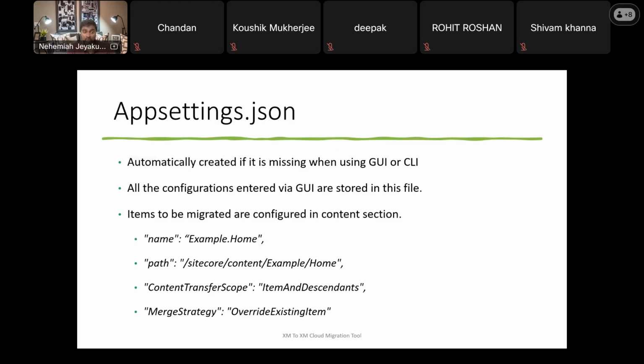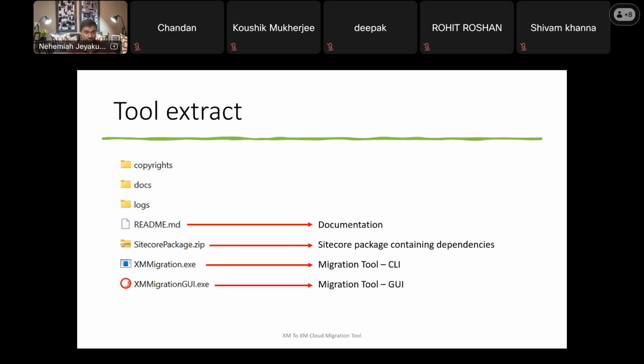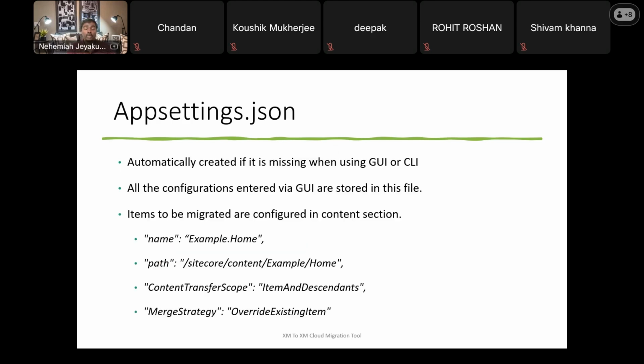This particular file is not available as part of the default extract. If you see here, there is no file available. But once you use the GUI or the CLI for the first time, the tool automatically creates it. And whatever values you enter from the GUI, everything is stored and updated in the JSON file.